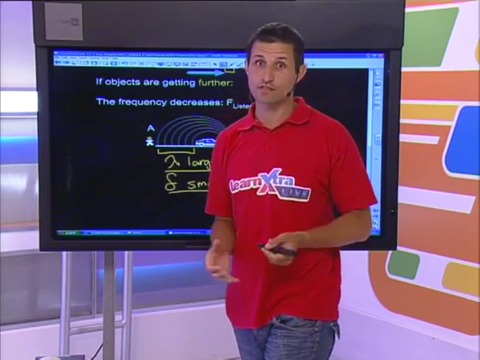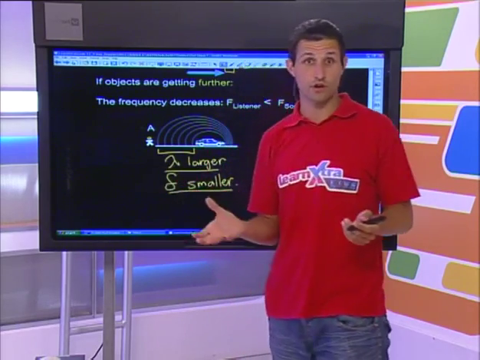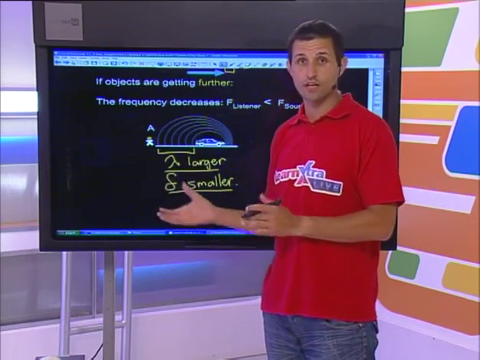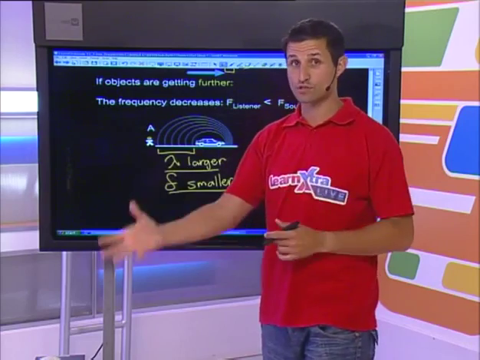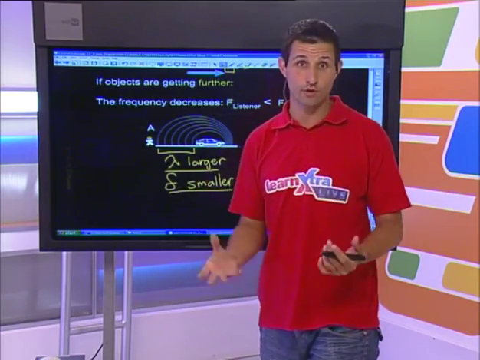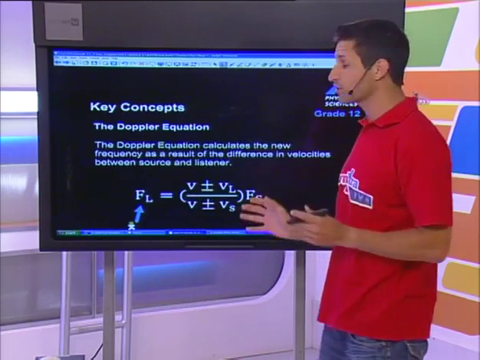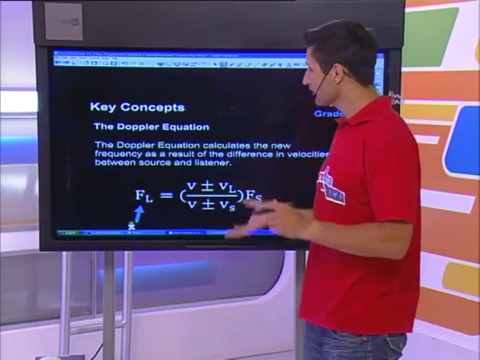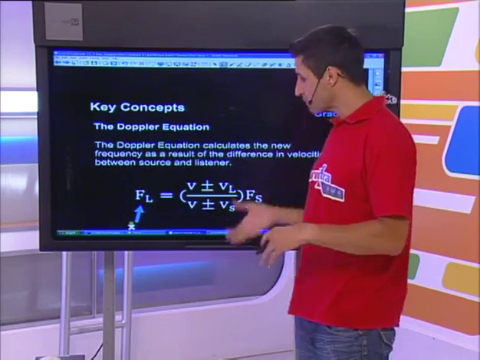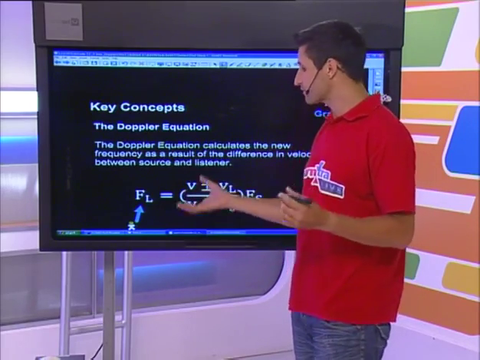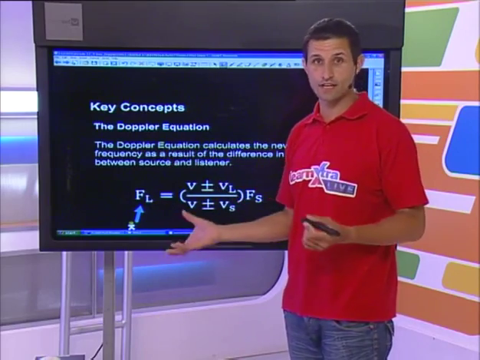Now here comes the mathy part. And this is the part which they're going to ask you. But don't forget about this, because we're going to use our prediction, whether the frequency is going to get bigger or smaller, to actually answer the Doppler equation. So let's start getting into it. Now, the Doppler equation itself looks very intimidating. Basically, all it's trying to do is calculate the frequency which the listener hears.